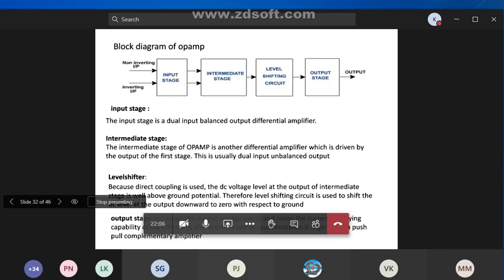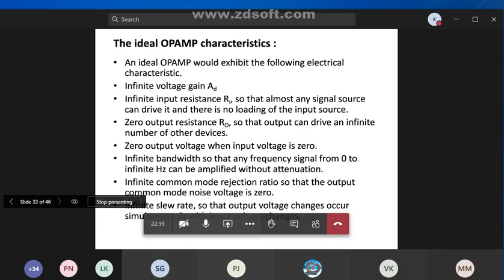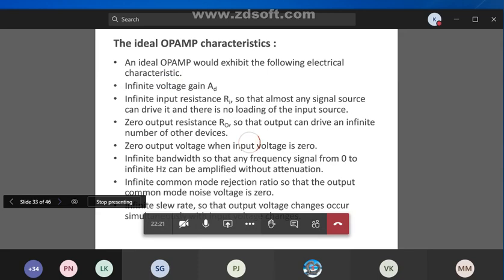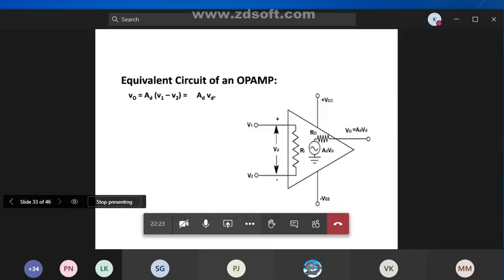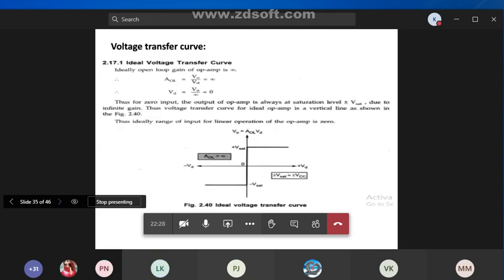So in the output stage, we are using the class B push pull amplifier stage. Class B push pull amplifier circuits. Okay. So it is the block diagram of op amp, and this is the equivalent circuit of op amp.